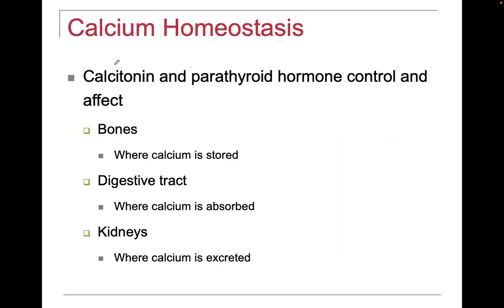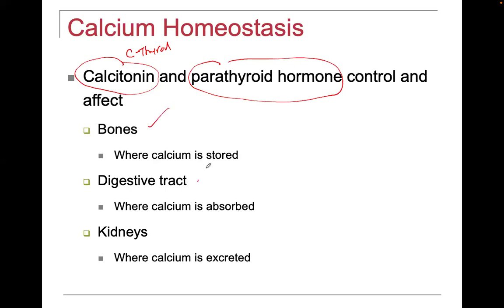So the body uses calcitonin by the C cells of the thyroid gland and the parathyroid hormone from the parathyroid gland. And it uses the bones, the digestive tract, and the kidneys to either increase or decrease the amount of calcium. It uses the bones because that's where calcium is stored. It uses the digestive tract because that's where calcium is absorbed. And it uses the kidneys because that's where it can be excreted or preserved.